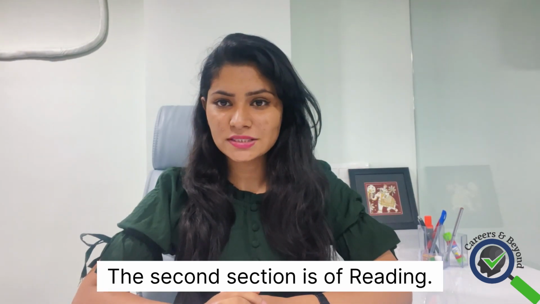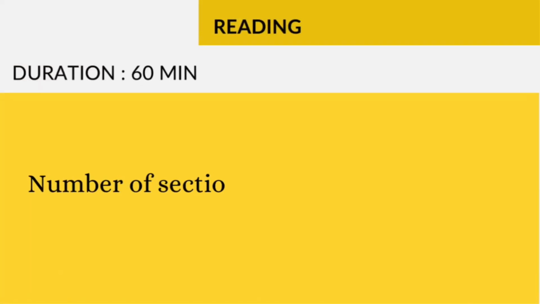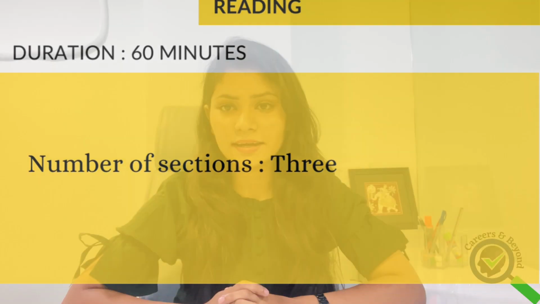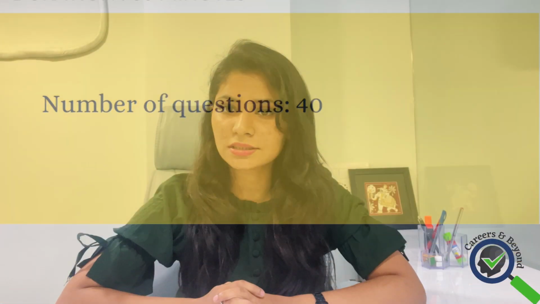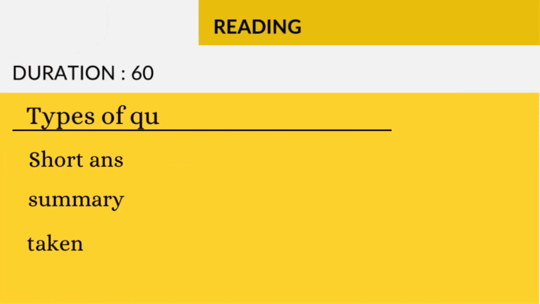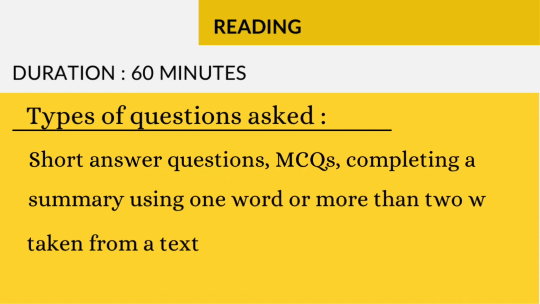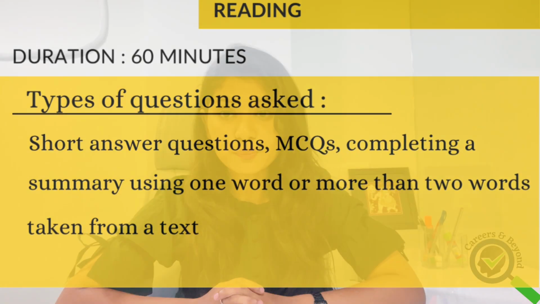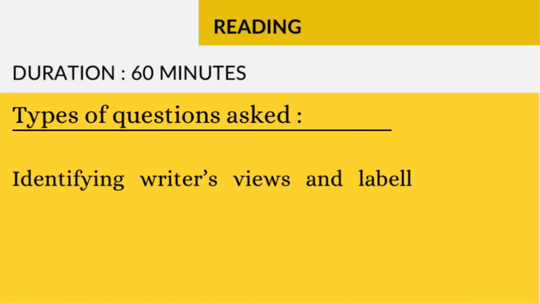The second section is reading. The total duration of this section is 60 minutes. There are 3 sections, each containing a long text. There are a total of 40 questions asked in different question types, that is, short answer questions, multiple choice questions, completing a summary using one word or more than two words taken from the text, identifying writer's views, and labelling the diagram.